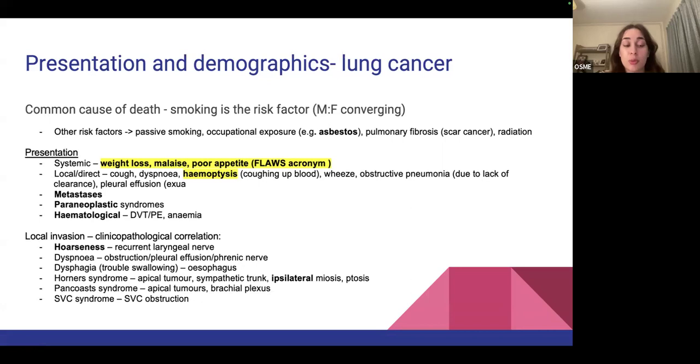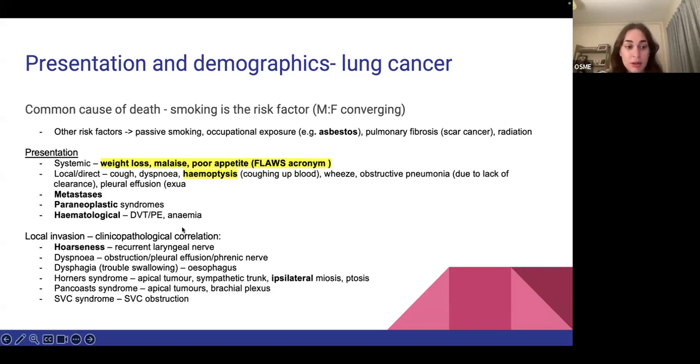They may present with a paraneoplastic syndrome. So we'll be covering this later on, but they'll have endocrine changes where there's a rise in parathyroid hormone or ACTH. So they might present with something like Cushing's, but in reality, it's actually a lung cancer that's driving it. And you'll need to think about hematological things.